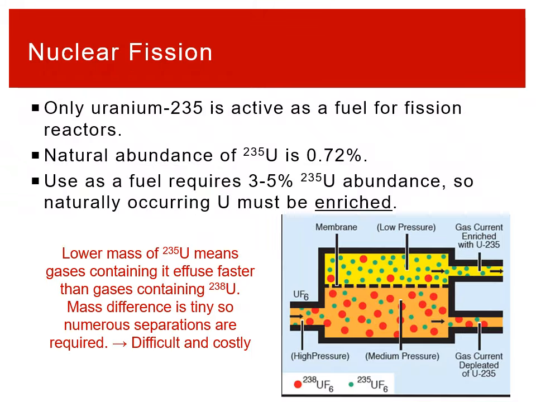Isotope separation can't rely on chemical means. Uranium-235 and uranium-238 do the exact same chemical reactions, so you use physical means. You use gas effusion. Gas effusion is letting two different gases of different masses pass through a membrane, and the lighter gas will move faster, passing through the membrane a little bit faster. This mass difference is really small, so in order to get enriched uranium, you need to do this process a ton of times.